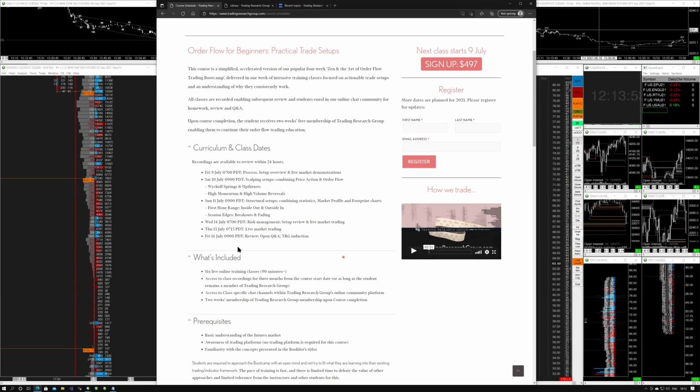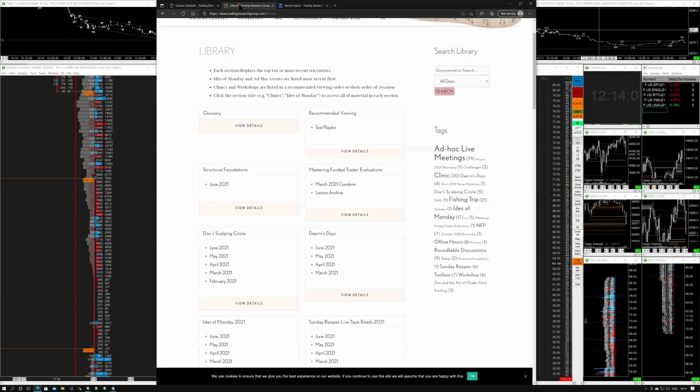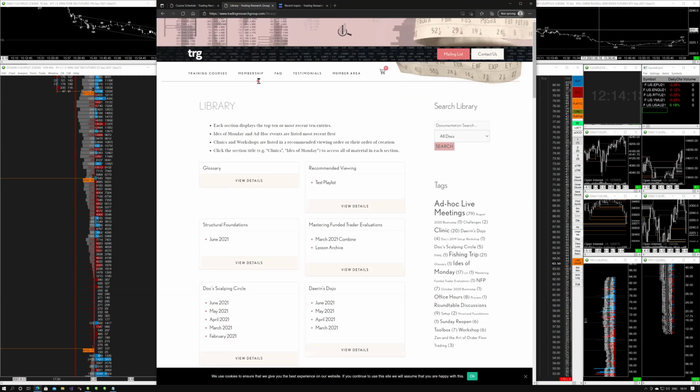Then on Friday, we do sort of wrap up and graduation. We do quick review of everything, open Q&A from the students, and then we introduce you to the facilities and TRG and how you can make the most of your first 2 weeks. And aside from 4 or 5 live scheduled sessions every week in Trading Research Group, we have our library.